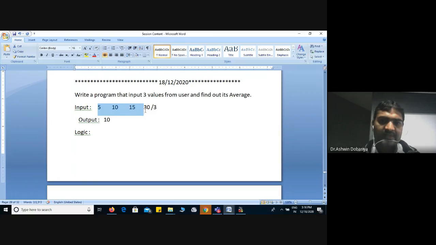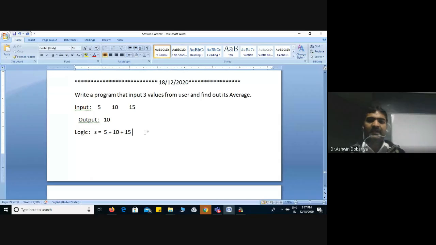First we'll do a sum, right? Sum means we can do it like this: 5 plus 10 plus 15, and then divide by 3. So whenever the sum is there, I will take one variable to store the sum, like S is equal to that. And after that, average is equal to S divided by 3. This is just dummy data we have taken.